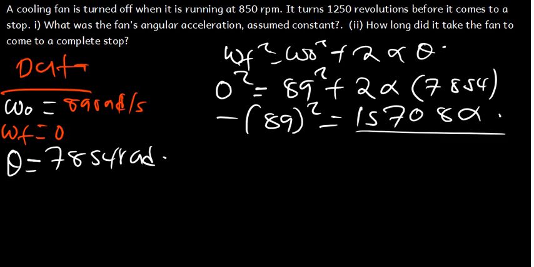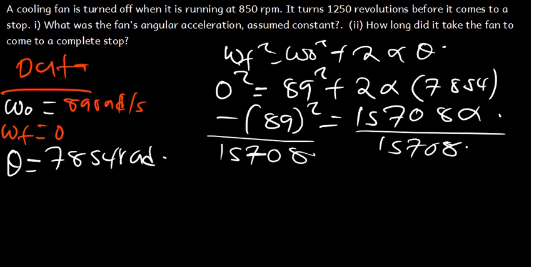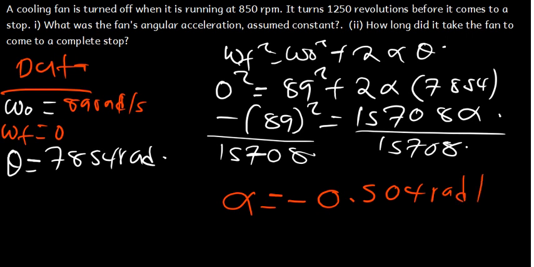We divide both sides by 15,708. We get our angular acceleration to be negative, because it is decelerating. So we have negative 89 squared divided by 15,708, which gives negative 0.504 rad per second squared. So this is the answer for part A.